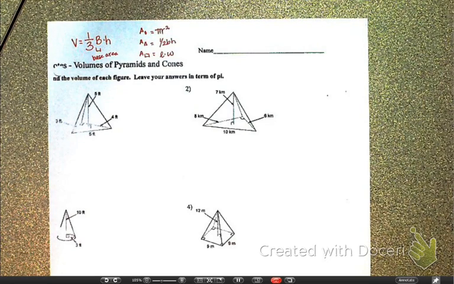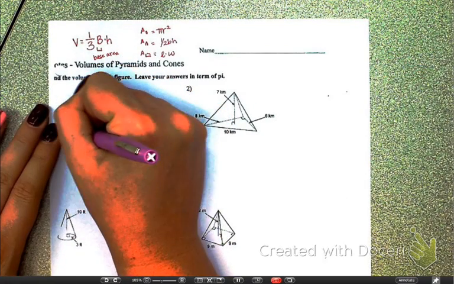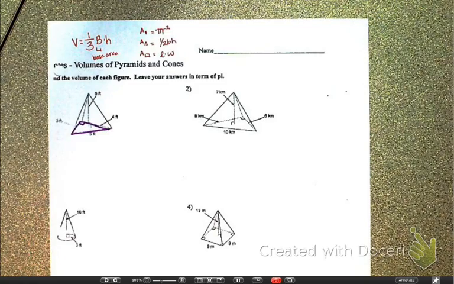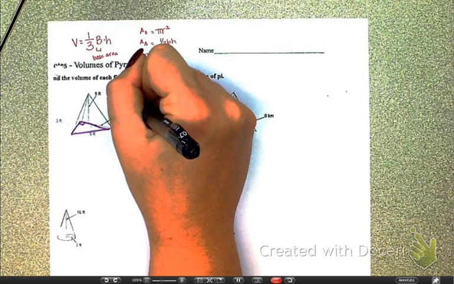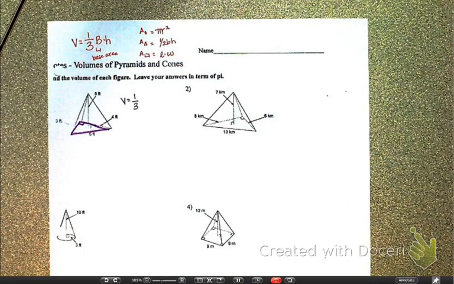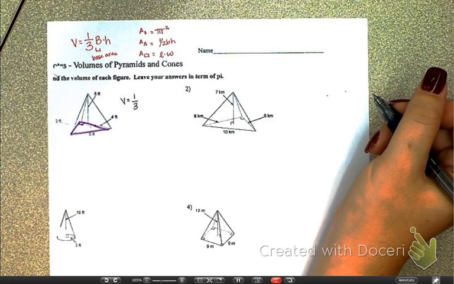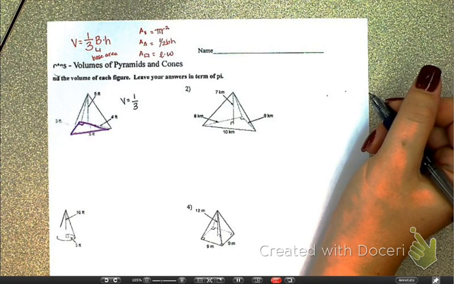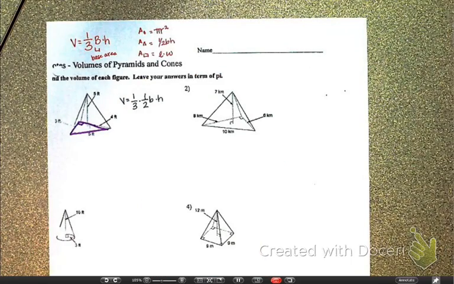Okay? So if I look at number 1, what shape is the base? Okay, great. It's a right triangle. So here is your base. That's where it's sitting. So I'm using one-third. What am I replacing the big B with? One-half base times height. It's a triangle. So 1/2 the base times the height. I haven't put any numbers in. I'm just figuring out what my formula is.